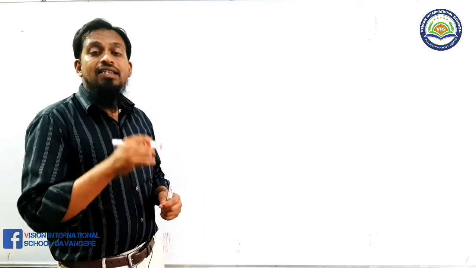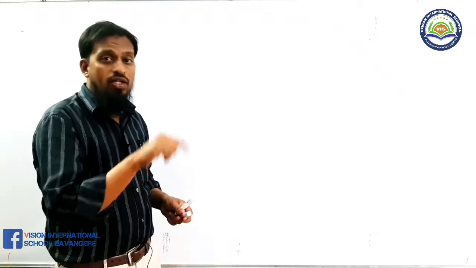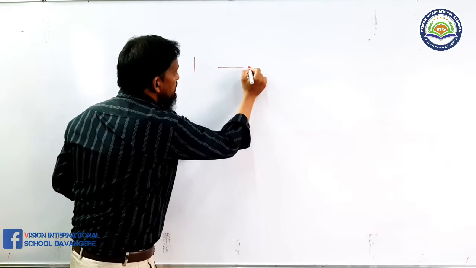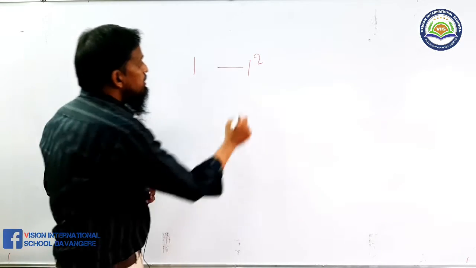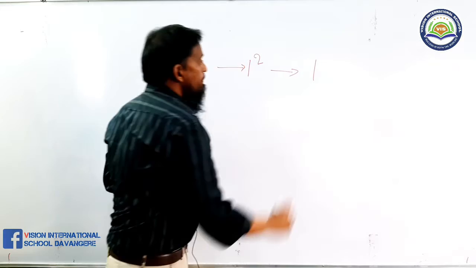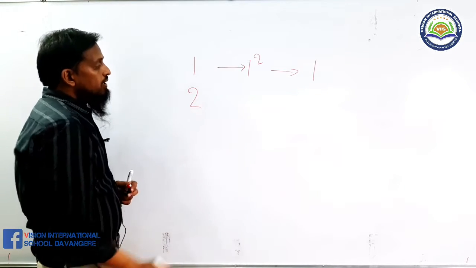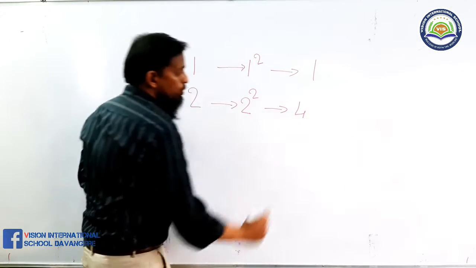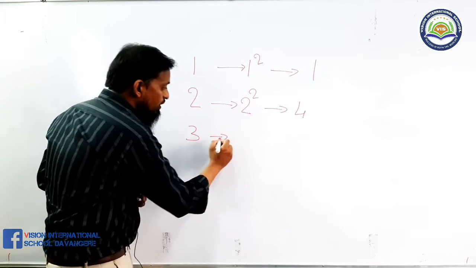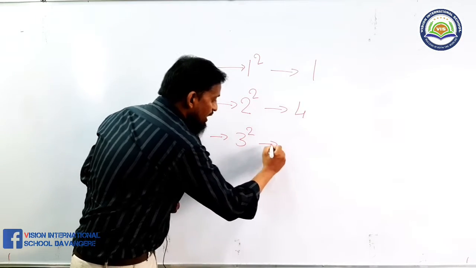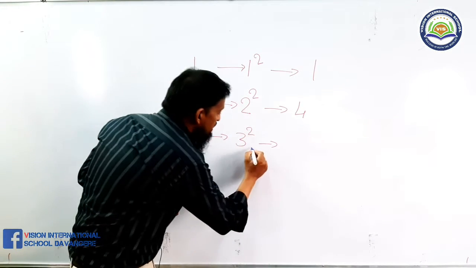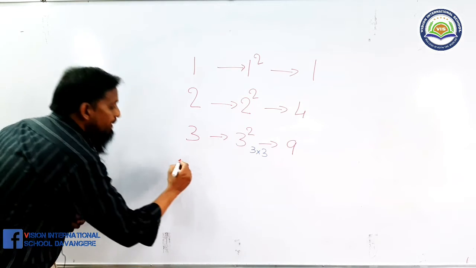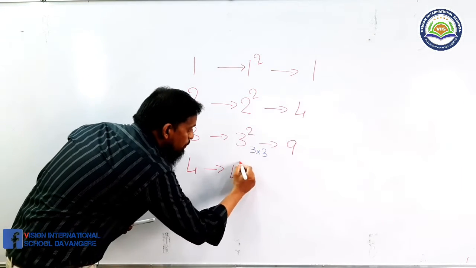Now, let us create the table of squares of numbers from 1 till 10. If the number is 1, the square of this number is 1 square. The value of this number is 1. If the number is 2, the square of this number is 2 square. The value of this is how much? 4. If the number is 3, the square of this number is 3 square. How can we write 3 square? 3 square can be written as 3 into 3. 3 3s are how much? This is 9.